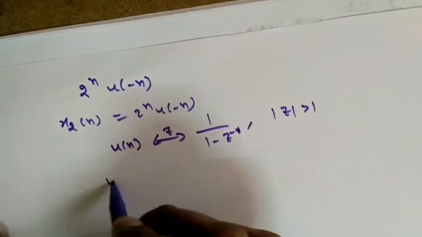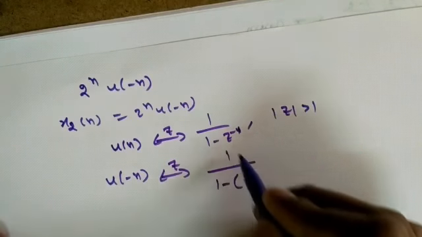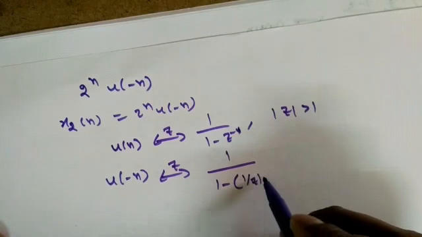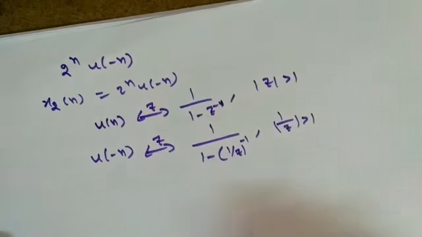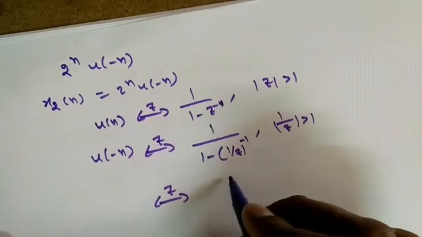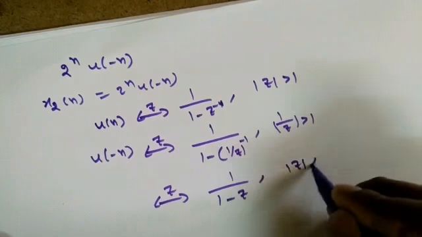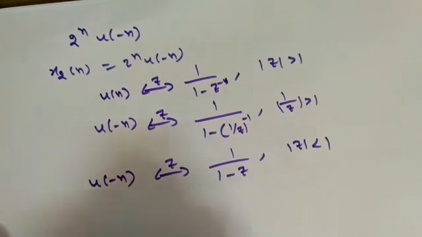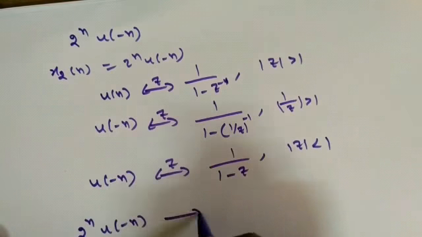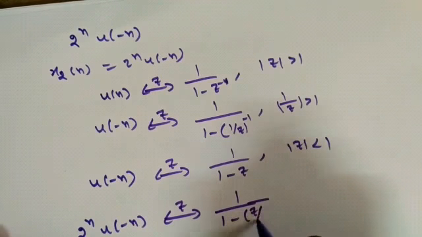Now when we do the reversal directly, u of minus n first, what will it become? 1 by 1 minus, in place of Z we'll get 1 by Z, so mod 1 by Z greater than 1. So what is this? It is Z by 1 minus 1 by Z, means we'll get Z, and here mod Z is less than 1. So this is the u of minus n. So reversal is over. Now we will do the scaling in the Z domain, that is 2 power n into u of minus n. So what is this? We'll get 1 by 1 minus Z by 2.